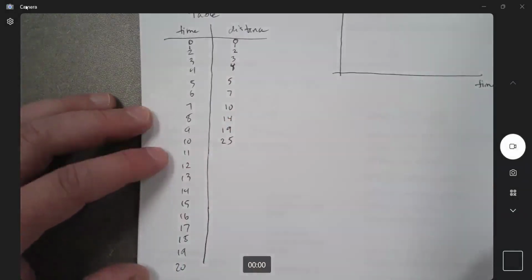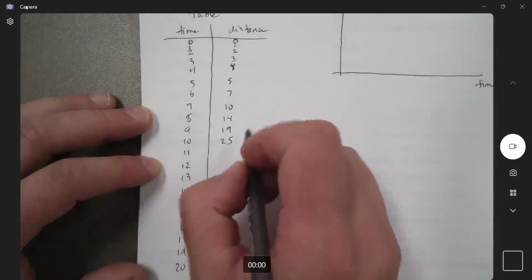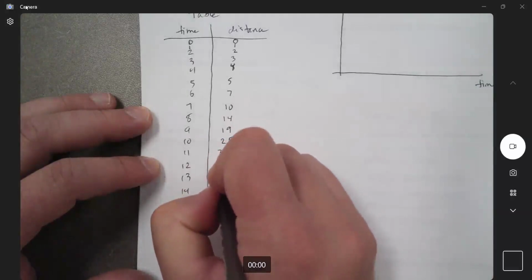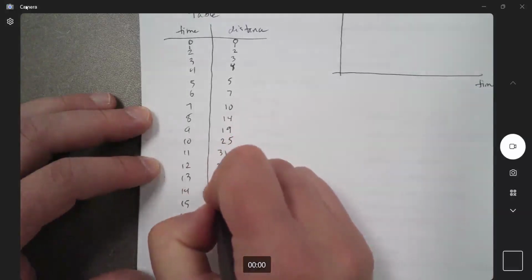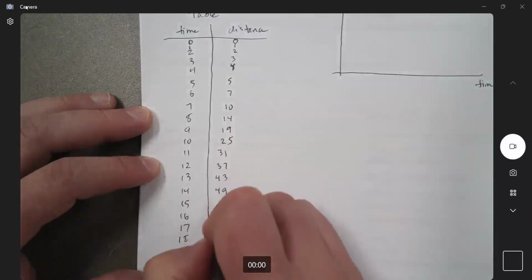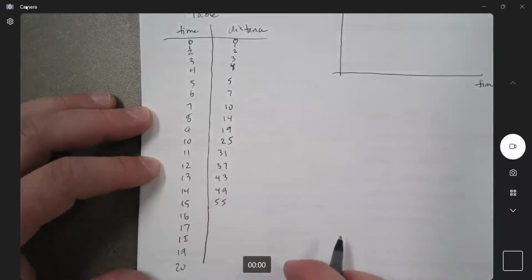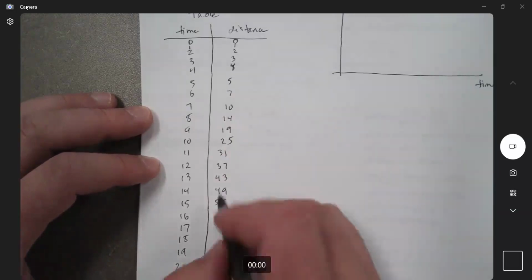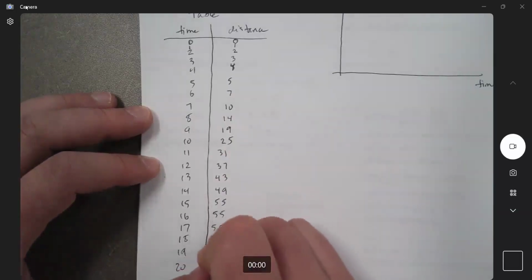And now she's going to hold that maximum speed for 5 minutes. So she's adding 6 laps every minute. All right, so she's going to go 31 and 37 and 43 and 49 and 55. And then she stops and stretches for 5 minutes. So what's going to happen in the last 5 minutes? Is she going to add any distance? Nope. So she's just going to stick at 55.